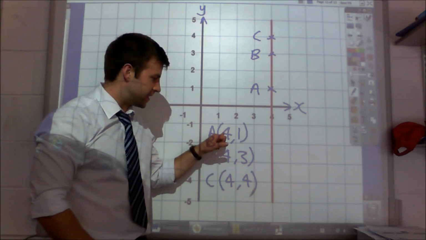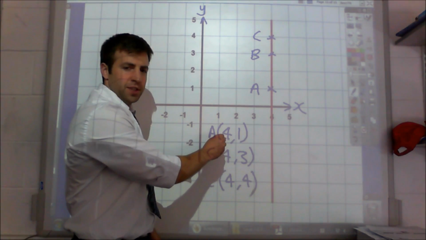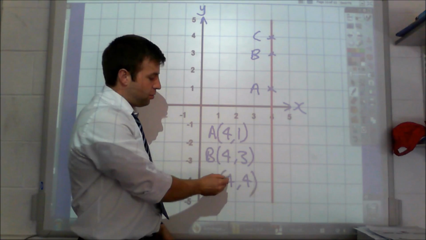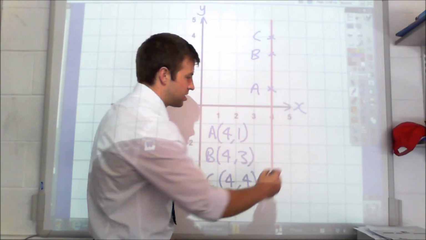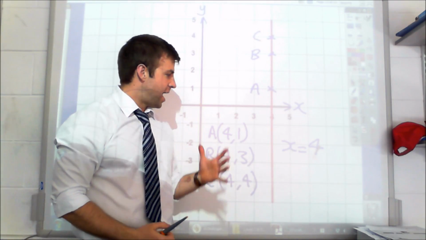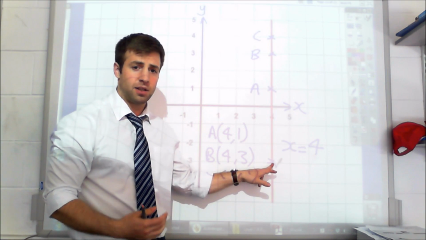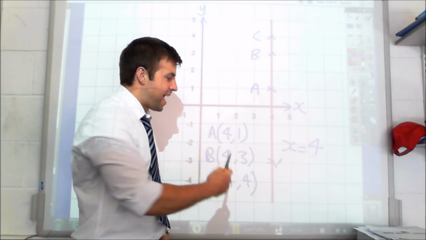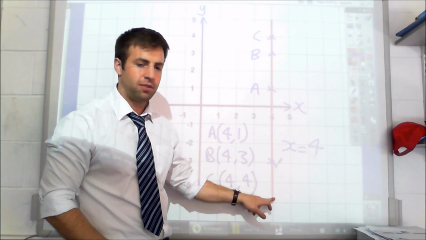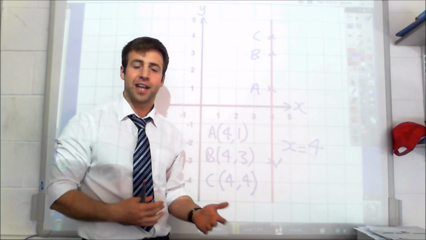So, if we look at these now, what do they all have in common? The coordinates have an x-ordinate and a y-ordinate. And we can see that the x-ordinate of all three of these is 4. Now, we can pick any other points here, and it doesn't matter what the y-ordinate is, the x-ordinate will always be 4. So anywhere along this graph, x is equal to 4. So the equation of the line is x equals 4.